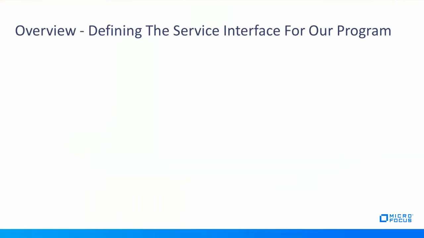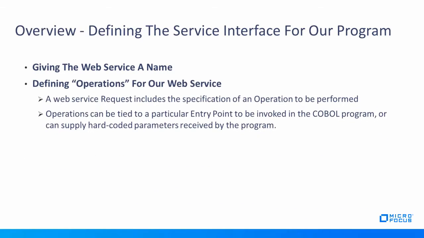Next, we need to create a web service interface definition for our program. This will involve several steps, including giving the web service a name. We'll define the operations that our web service can perform. Multiple operations can be defined for a service, and these can be used to invoke different entry points in a COBOL program, or they can control the execution path.